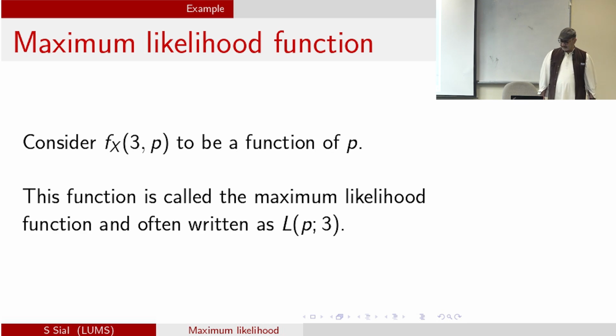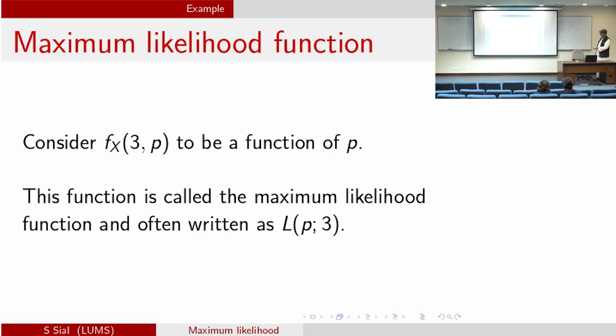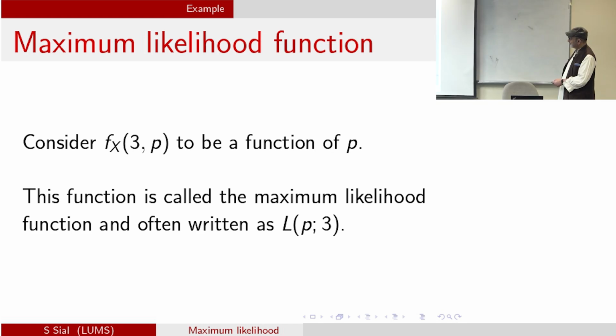Now, we're going to consider this value, f sub X of 3 given p. We're going to think of that as a function of p. And we call this function the maximum likelihood function. We typically write it as capital L of p semicolon 3. So we had the experiment. We got 3 of these. And for different values of p, you could still get 3.